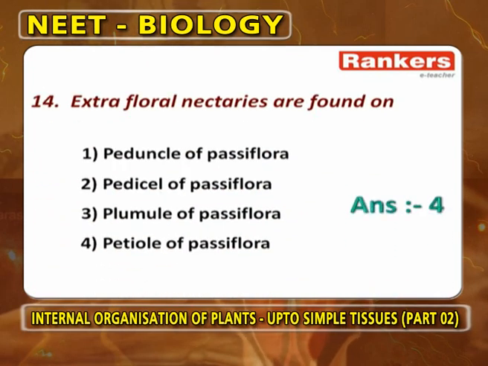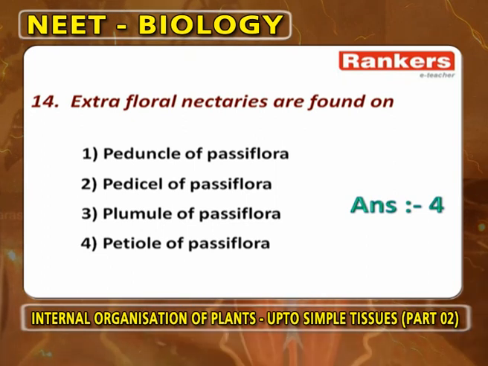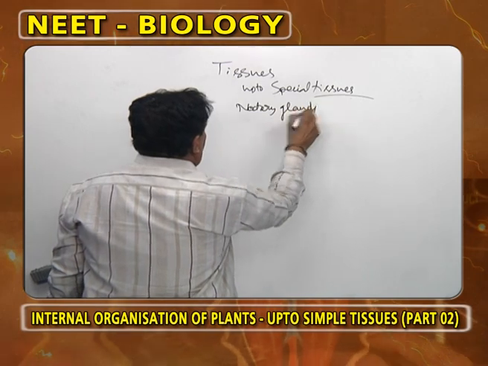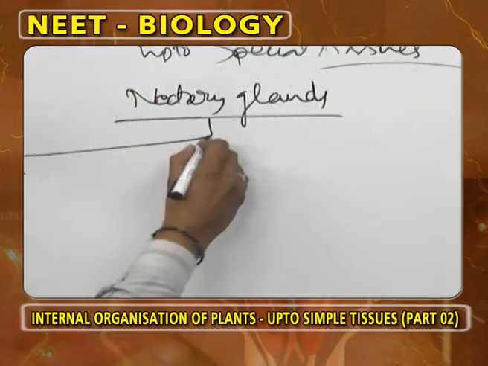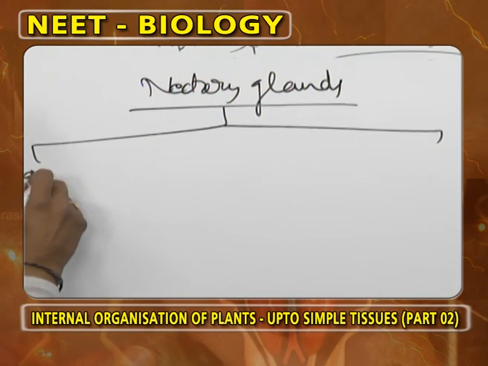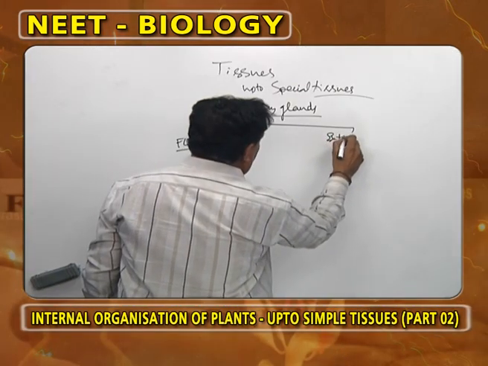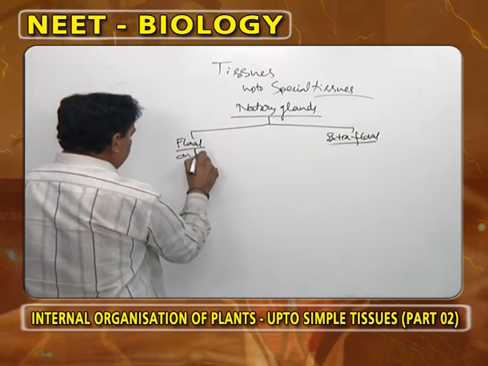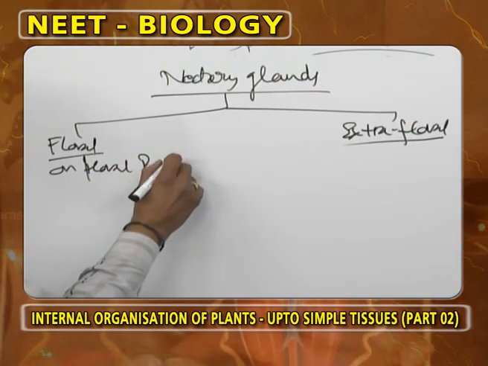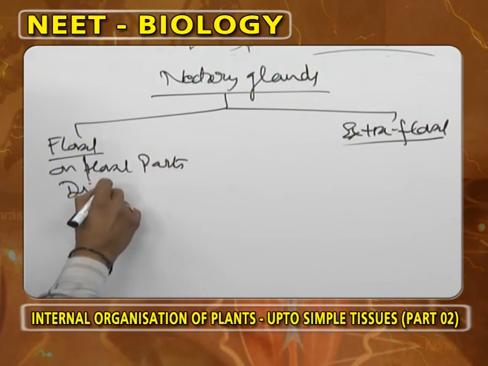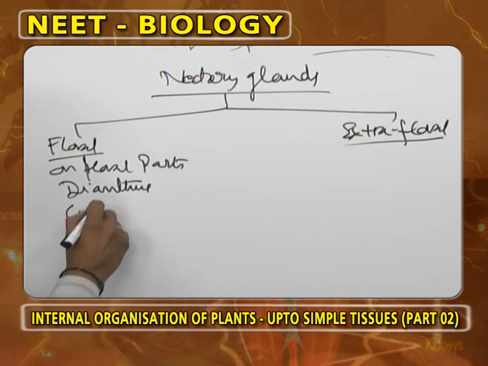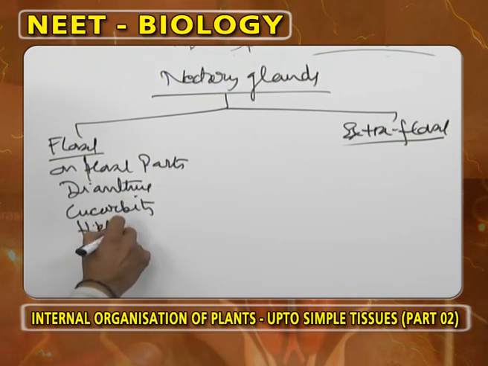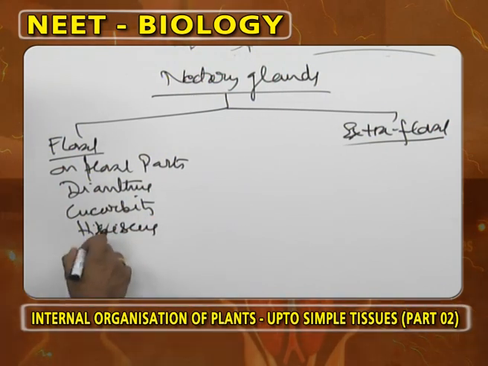Extrafloral nectaries are found in nectary glands. The glands which secrete nectar and attract the insects to perform pollination. Floral nectaries, extrafloral nectaries. Floral nectaries means present on the floral parts. Example, Dianthus, cucurbits, hibiscus and many plants you will find floral nectaries.